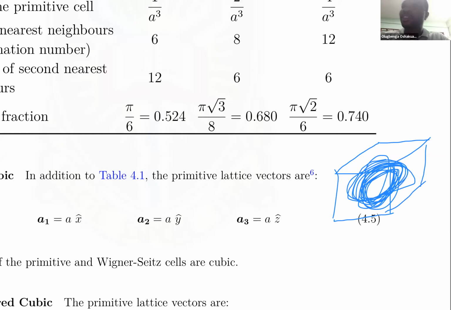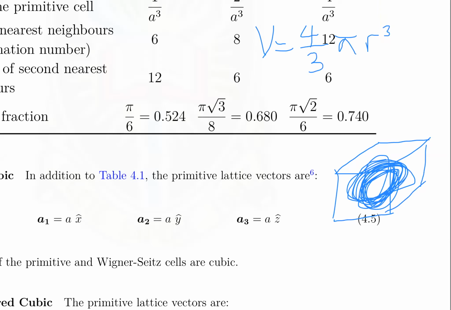Okay. So somebody has answered A over two. So when you have a sphere of radius A over 2, what will be the volume of that sphere? The volume of a sphere is 4 over 3 pi r cubed. Then we can say volume equals 4 over 3 pi, since our radius is A over 2.